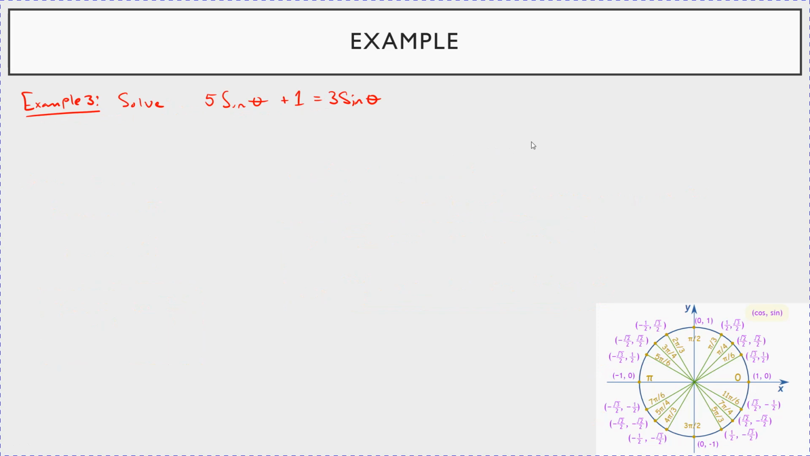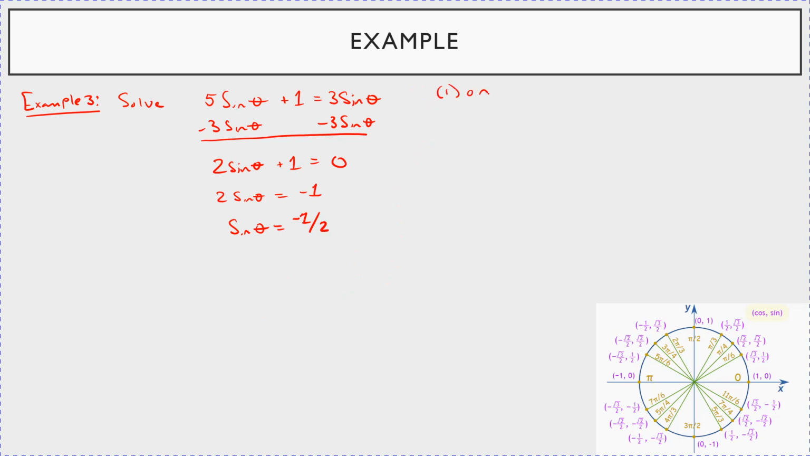But how are we going to solve this? Let's start by moving this over. So 3 sine of theta minus 3 sine of theta. So 5 sine of theta minus 3 sine of theta, that's just 2 sine of theta. Plus 1, this is now 0. Subtract the 1 over. So you have 2 sine of theta is equal to minus 1. Divide by 2, and you have sine of theta is equal to minus 1/2. We got it.